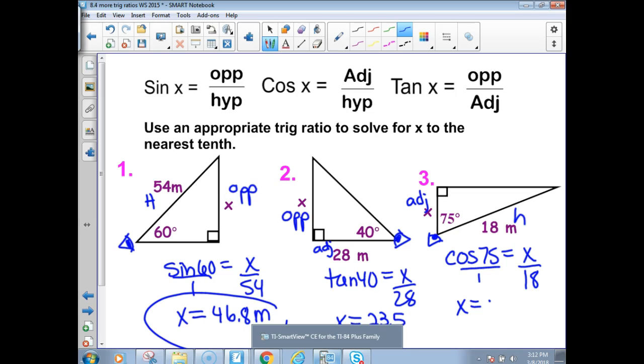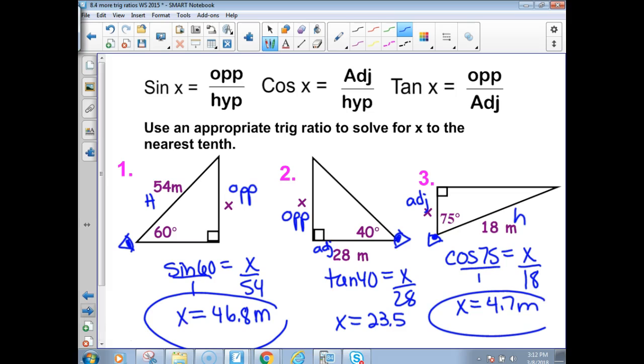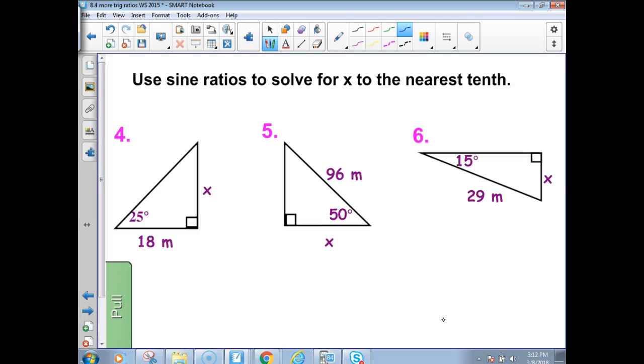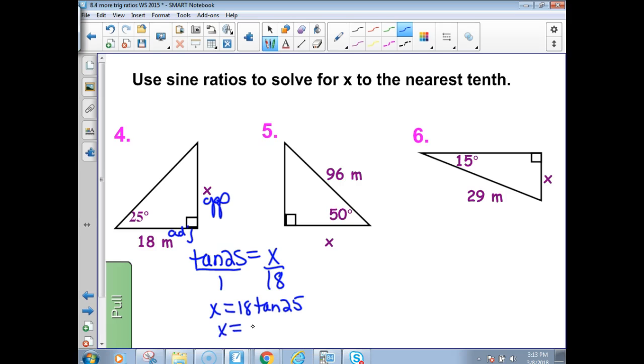You got what? You're talking so soft. Thank you. 4.7? That sounds good to me. All right, number 4. Any volunteers? All right, Evan. Mm-hmm. All right. And how much is that? 8.4? Thank you, and then we'll label it with meters.